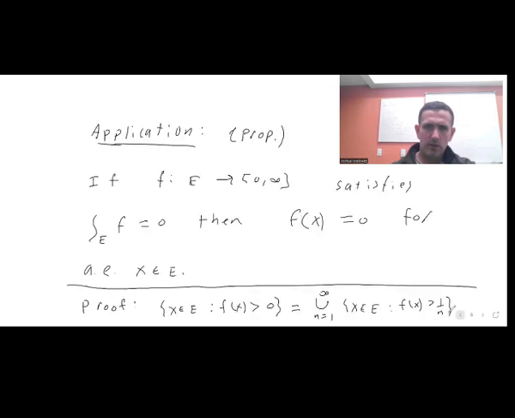Sorry, I need the measure of this. Okay, so these sets are equal, so obviously the measures are equal. And f is assumed to be measurable, so this is the countable union of measurable sets.